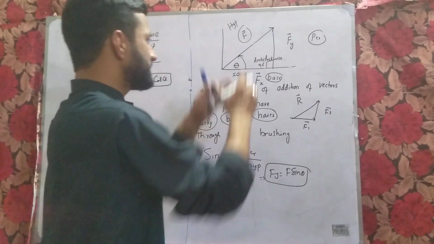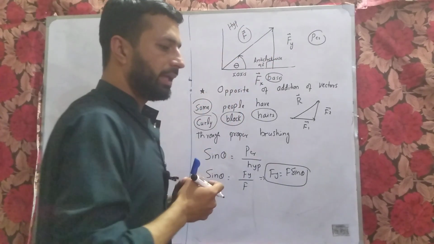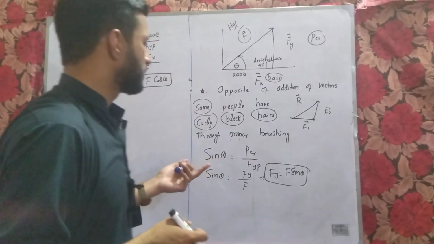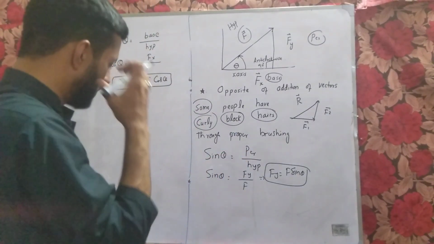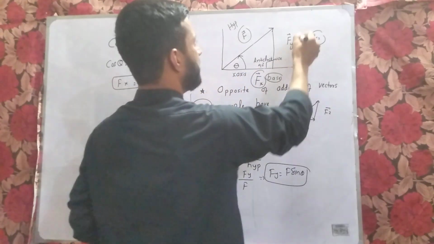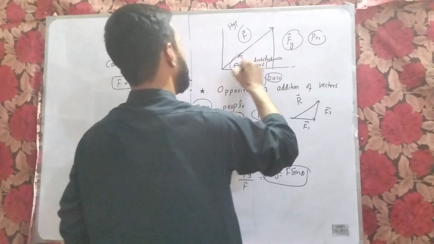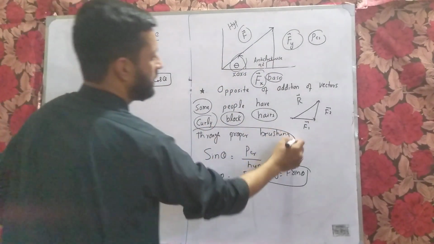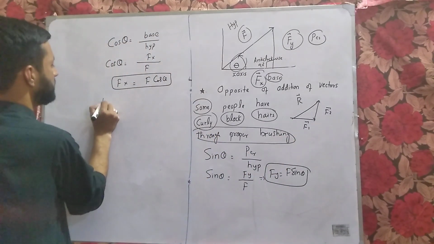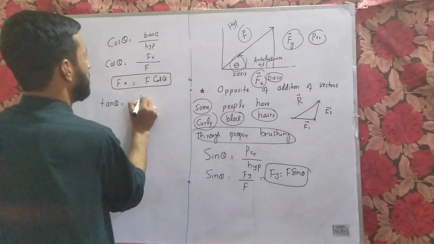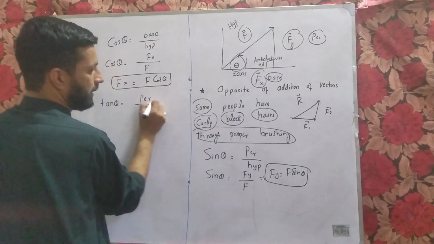Now this is a right angle triangle. In a right angle triangle, hypotenuse square is equal to base square plus perpendicular square. We will come to that later. Now that fx and fy are found, we would find theta. Tangent theta is equal to perpendicular divided by base.